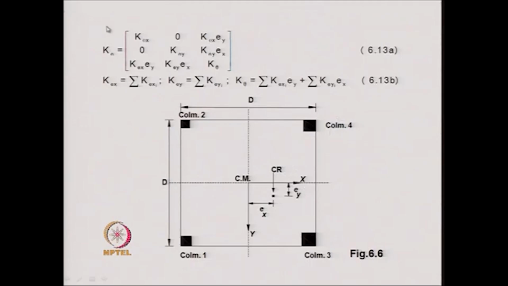Now, the Ke matrix, that is the elastic stiffness matrix for the system, can be written as Kex, Key and K theta. Kex will be the sum of the stiffnesses of the columns in the x direction. Similarly, Key will be the sum of the stiffnesses of the columns in the y direction, and K theta will be equal to Kexi into Ey plus Keyi into Ex, summation for all the columns, and that is how one can find out this stiffness matrix for the entire system.